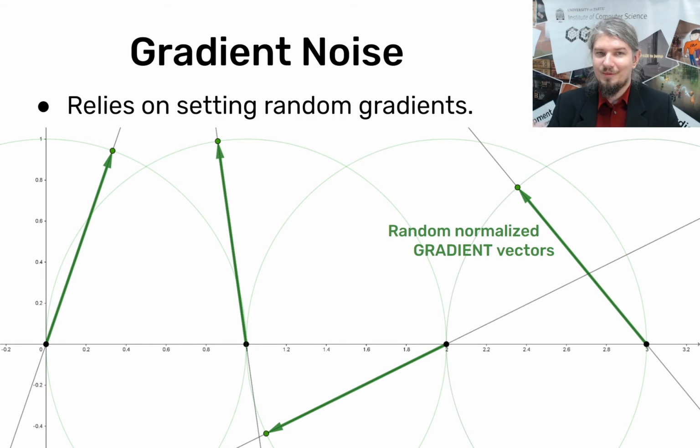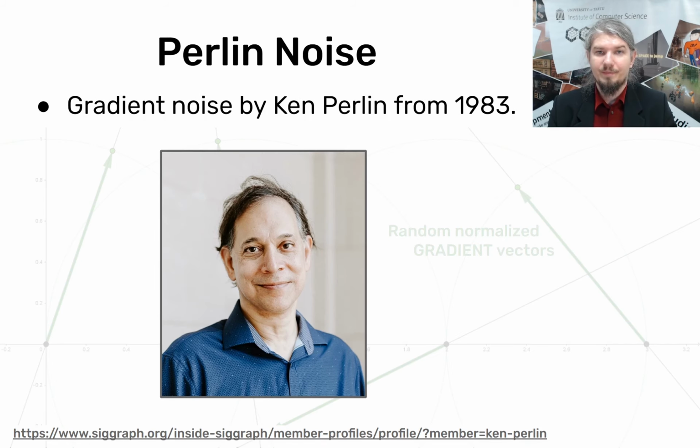Now a bit more complicated noise is gradient noise. This relies not just on setting random values at the integer coordinates, but random gradients. So instead of just one value, we have a random gradient. Right now in this example, we have created normalized gradients. These are all from unit spheres. They all have length 1, but their direction is random. The most popular gradient noise is Perlin noise. It was created by Ken Perlin in the 80s.